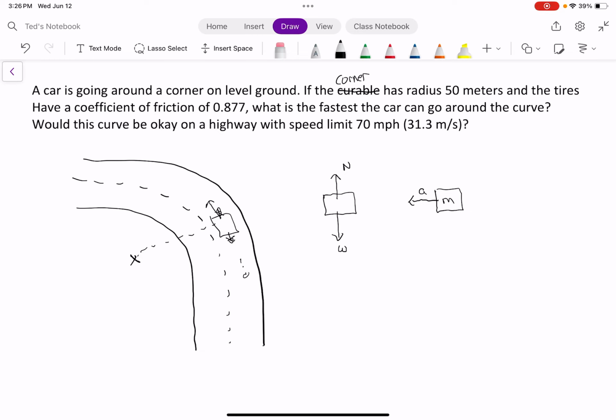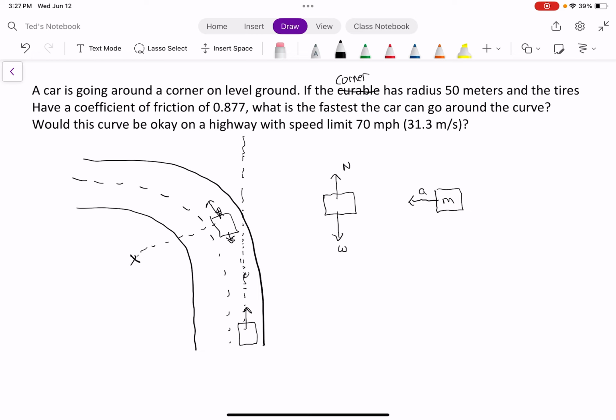Okay, and then I want you to think about if this was a very, very icy road and the car was coming towards the corner and there was no friction between the car's tires and the road, and right about here, the driver turns the steering wheel, but because there's no friction, nothing happens, and the car just keeps going in a straight line.